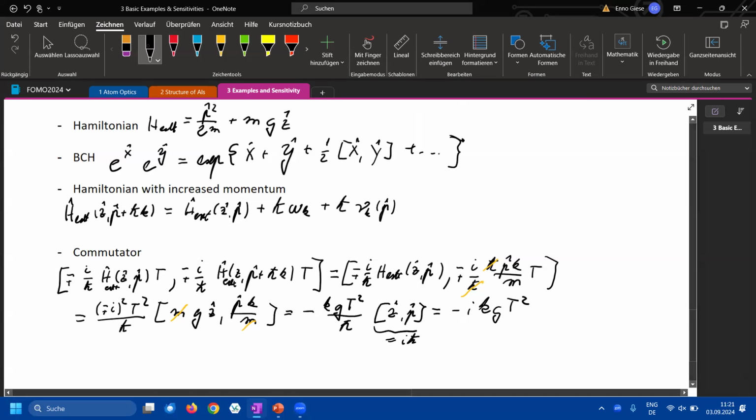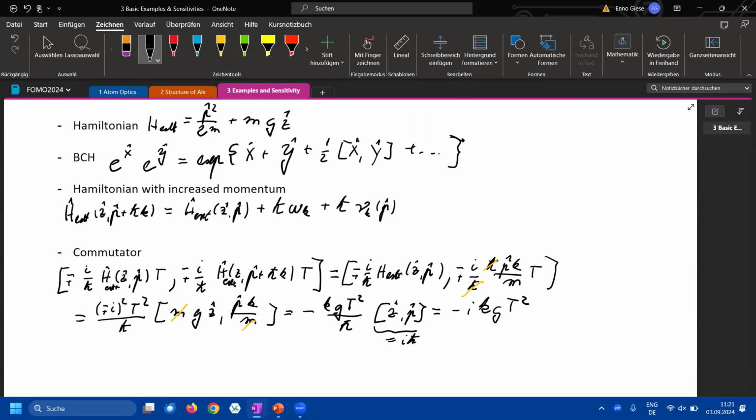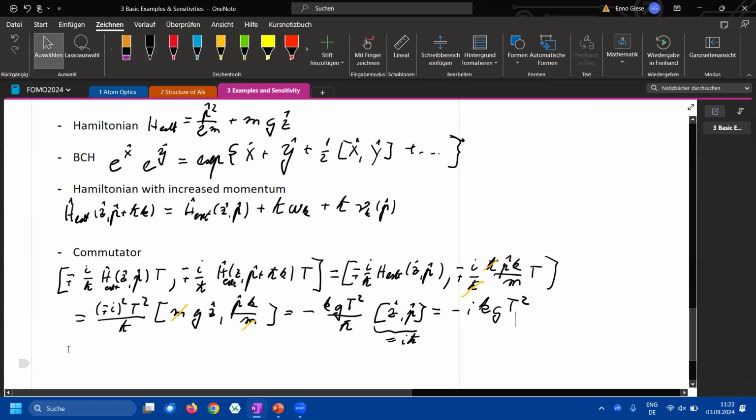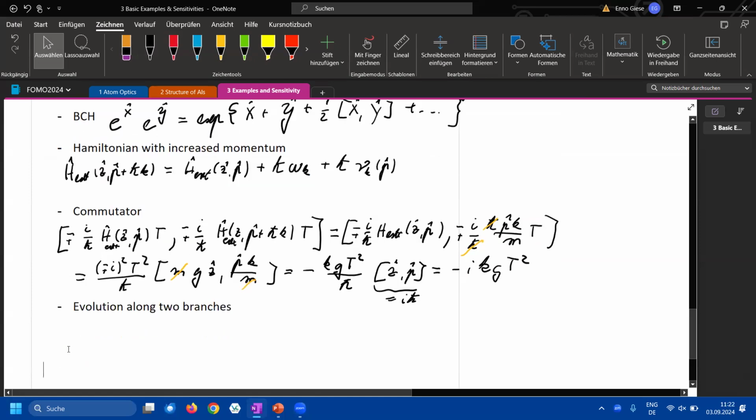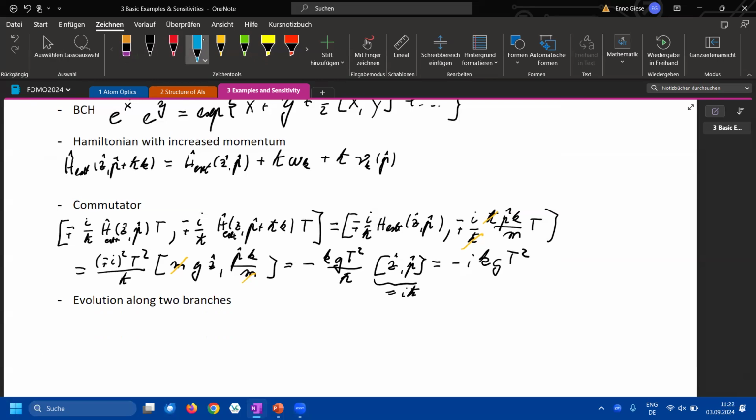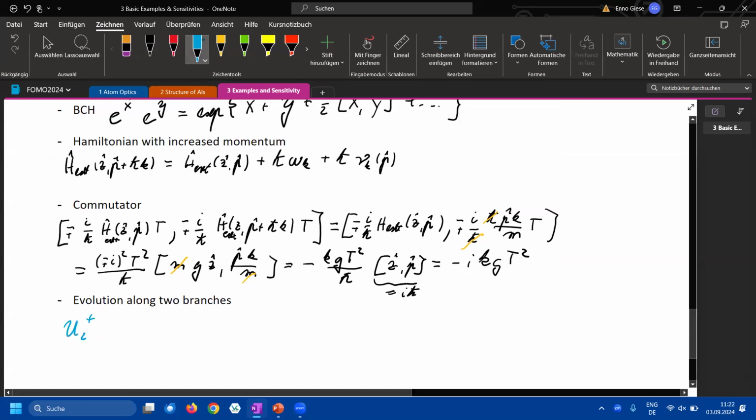Okay? So the commutator of the Hamiltonian with the Hamiltonian of increased momentum gives rise to an additional phase that is minus k g T squared. And that is the gravitational phase that a gravimeter measures. Let's now look at our two branches. Okay, so we're looking now at U2 dagger or at U1.